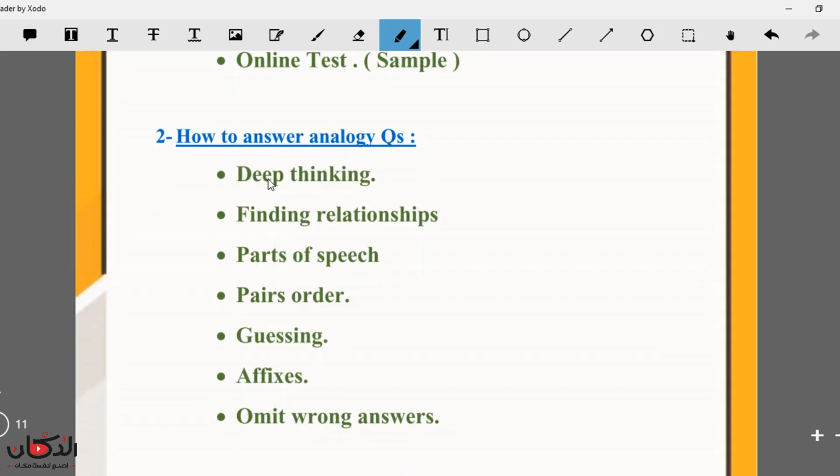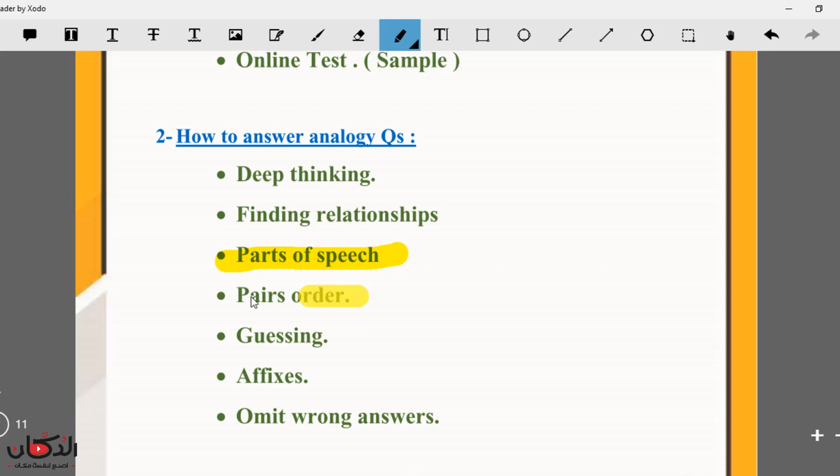First, you need to think deeply. The key to answering correctly is to think deeply. Don't just look, translate in your mind, or choose fast. You have to think deeply to find the relationship. You also need to decide what part of speech each word is: nouns, verbs, adjectives, and so on. Sometimes the pairs are similar in meaning but different in parts of speech, so you have to follow the part of speech used in the pair in the question.